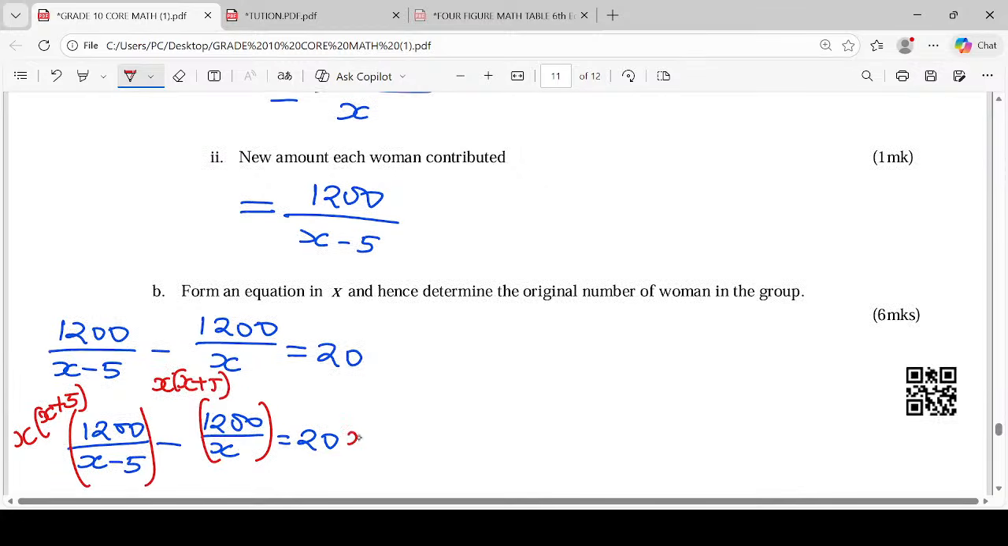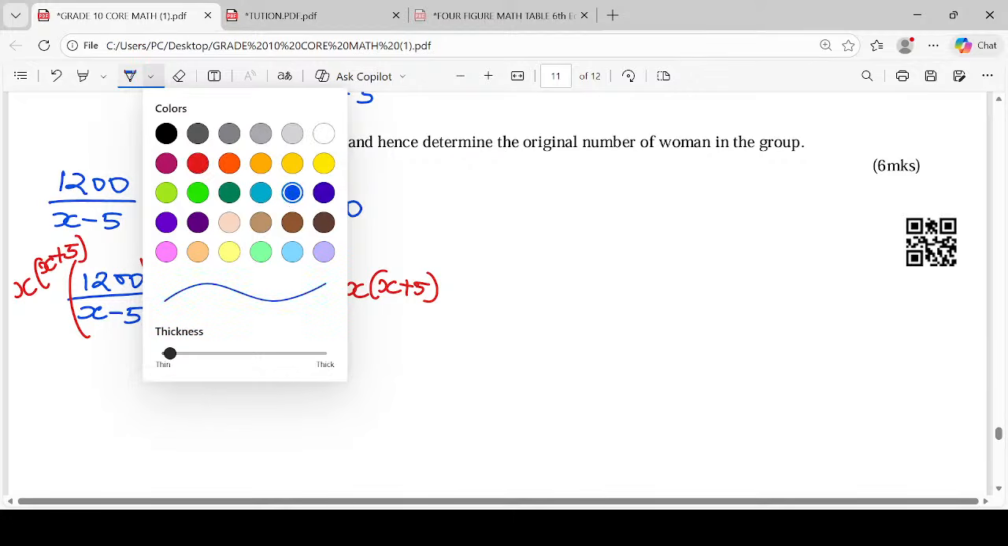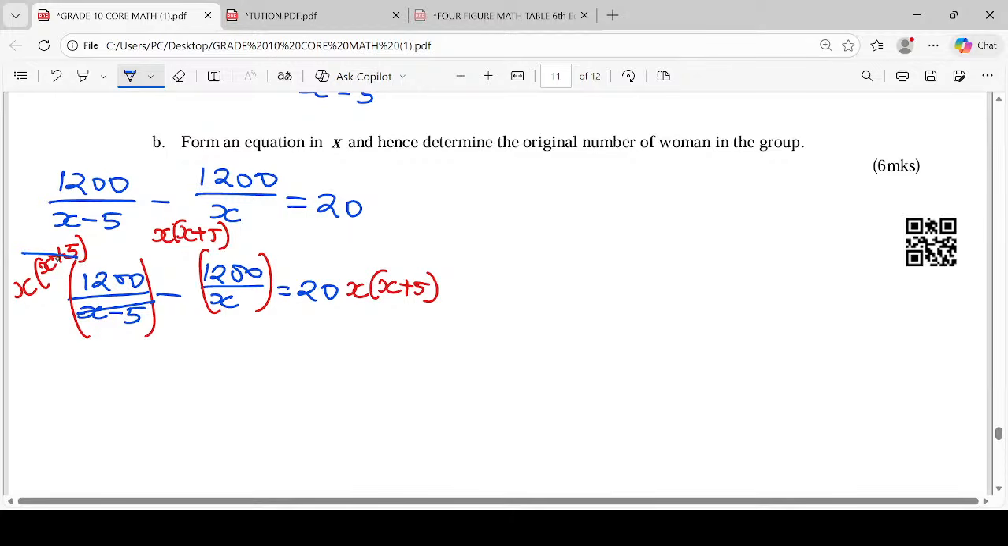Here also x into x plus 5. That is the bit that learners tend to confuse the most. Upon reaching here, look at how I'm going to simplify my work. In the first part, the x minus 5 and the x minus 5 cancel out. Then x times 1200, this will become 1200x. Here this x and this x cancel.